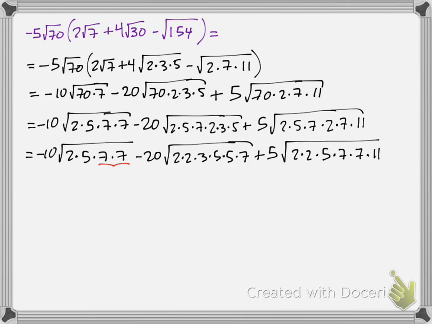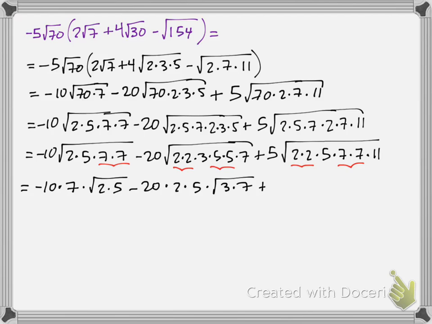There it is. Now let's see, what can we simplify? The first radical, I have a pair of 7s, a pair of 2s here, a pair of 5s, a pair of 2s, a pair of 7s. So, let's do what we already know. It's minus 10 times one 7, and inside we have 2 times 5. Then minus 20 times what? One 2, one 5, and 3 and 7 inside. We have 5 multiplying by 2 times 7, and what is left is 5 and 11 multiplying.